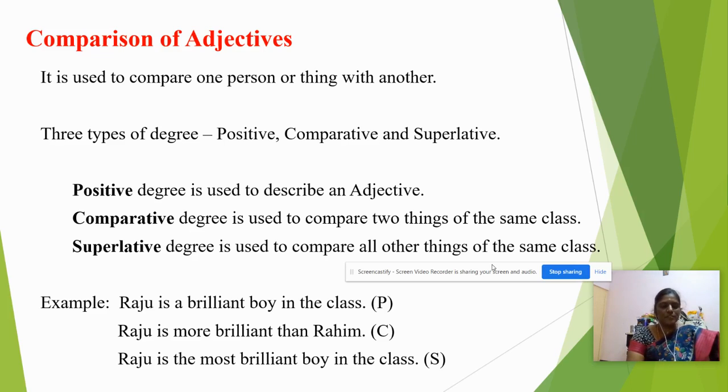So for positive, we use the adjective as it is. For comparative, we add more, then the adjective, and then than. For superlative, the, most, and then the adjective. That is the structure for the 3 degrees.